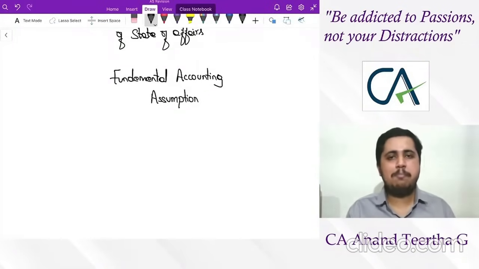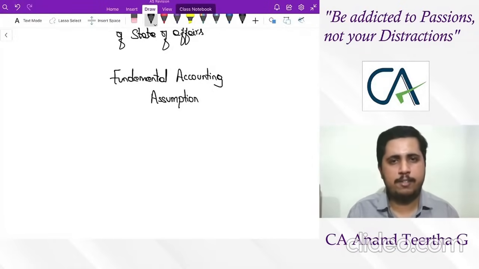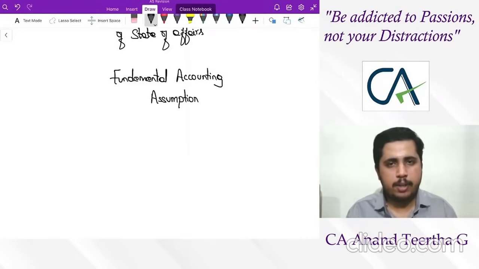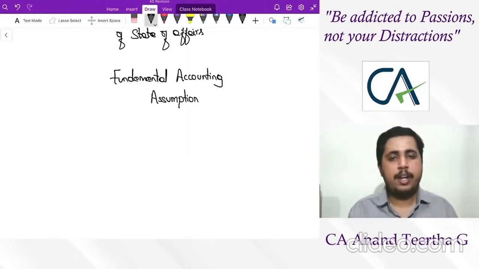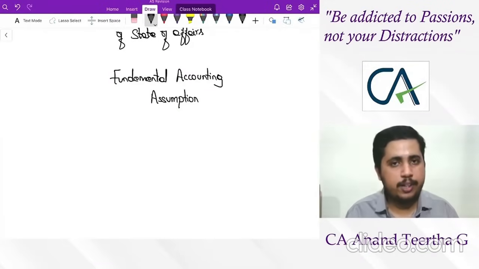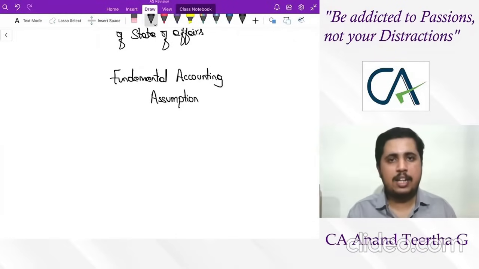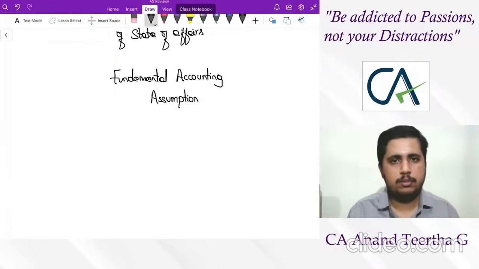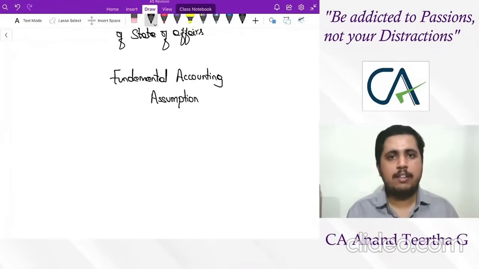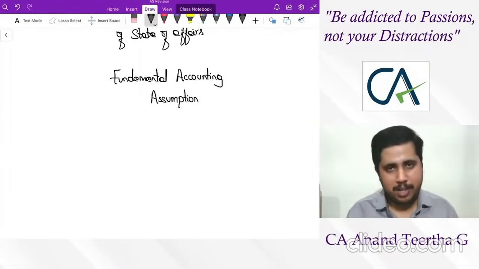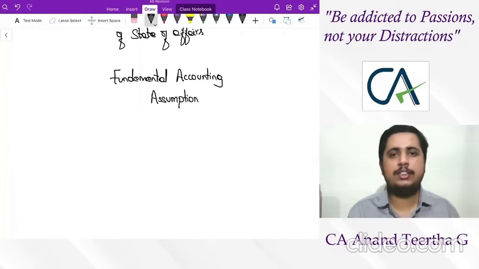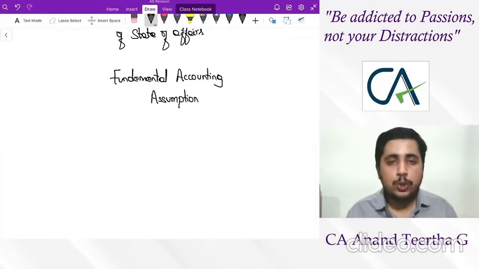Now, what do we mean by fundamental accounting assumption? It's just a continuation of the previous thing we have learned. What did we learn? Disclose significant accounting policies. It should provide a true and fair view. Now, the same standard further continues and tells us that there are certain accounting policies which are assumed to be followed, which means the users feel that these things have been followed. Blindly, they believe it. So those things are called fundamental accounting assumptions.